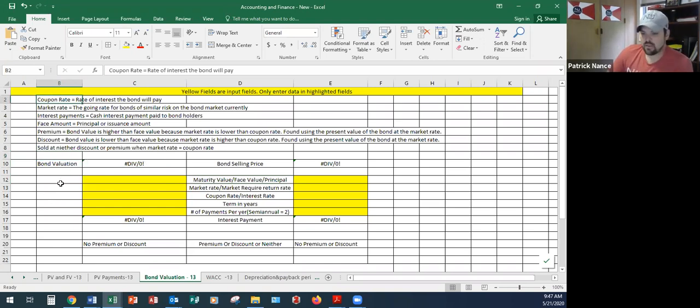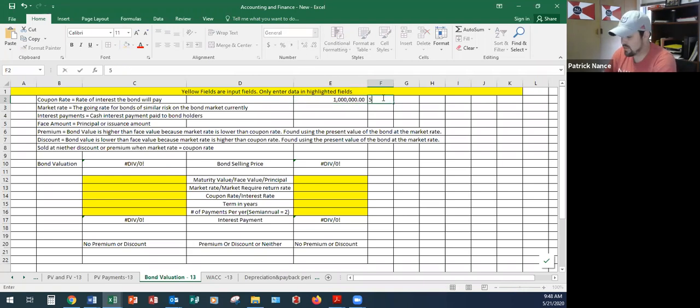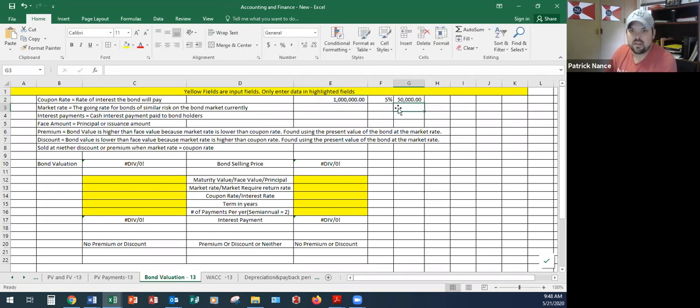The coupon rate, or interest rate, they could call it too, is the rate that the bond actually pays. So if the face amount of the bond is $1 million and it pays 5%, let's do the math here. $1 million that pays 5%. That's a coupon rate. Then it would pay $50,000 annually every single year. The coupon rate is an annual rate.